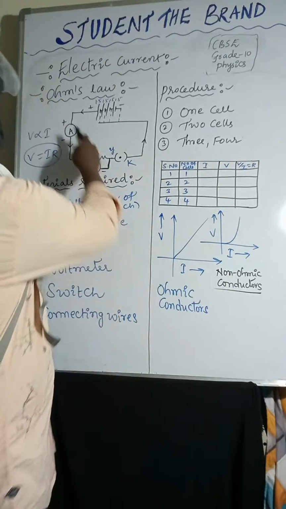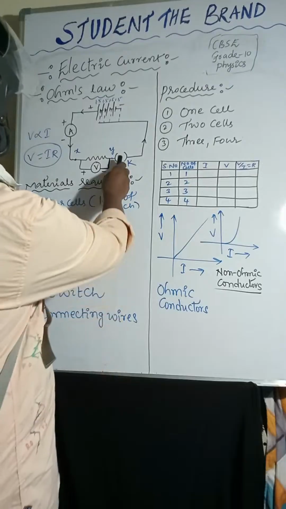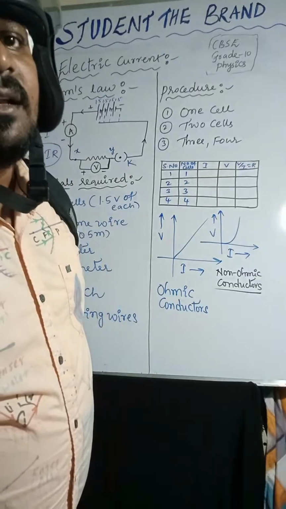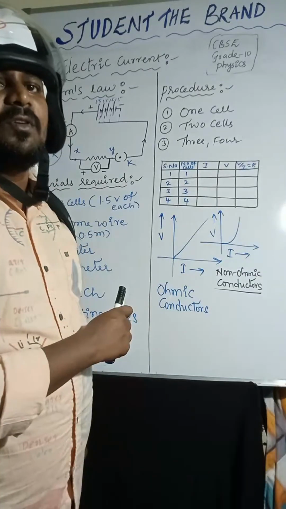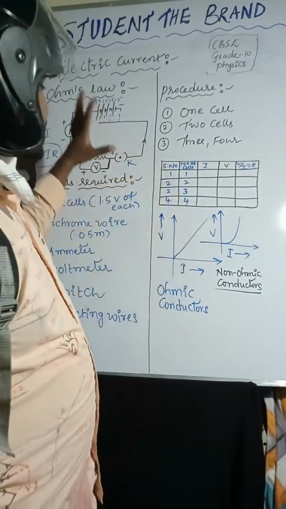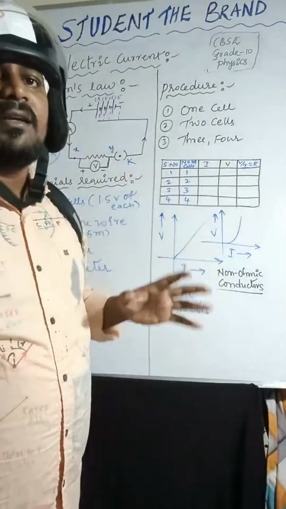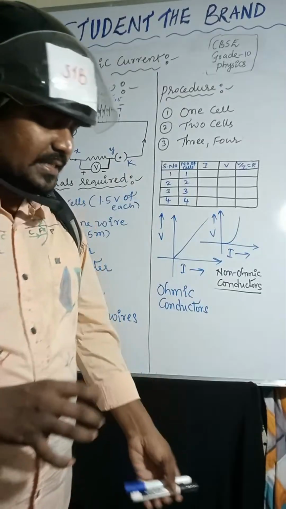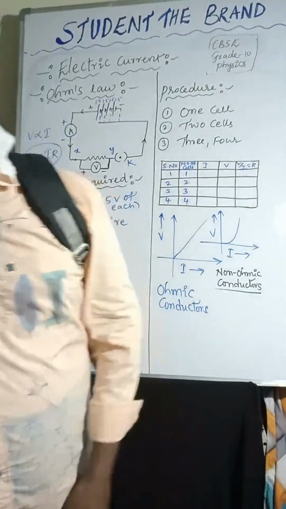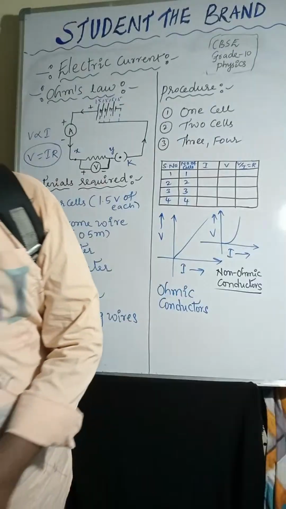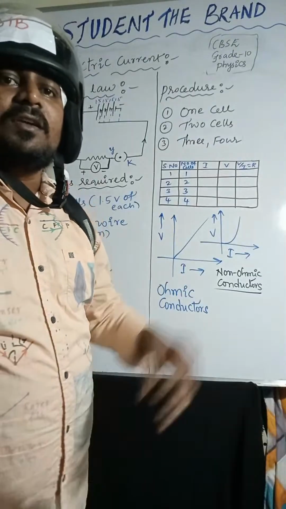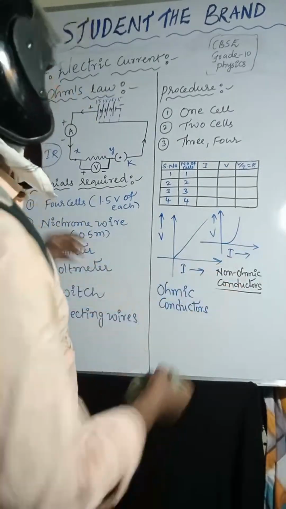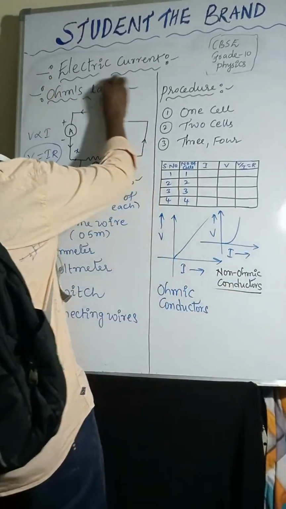And ammeter, voltmeter, switch, and connecting wires. Okay, connecting wires. So I hope it is very clear about it. So this is about Ohm's law. Next one, we will discuss resistance and resistivity. Very important, resistance and resistivity. Problems will also come based on resistance and resistivity.